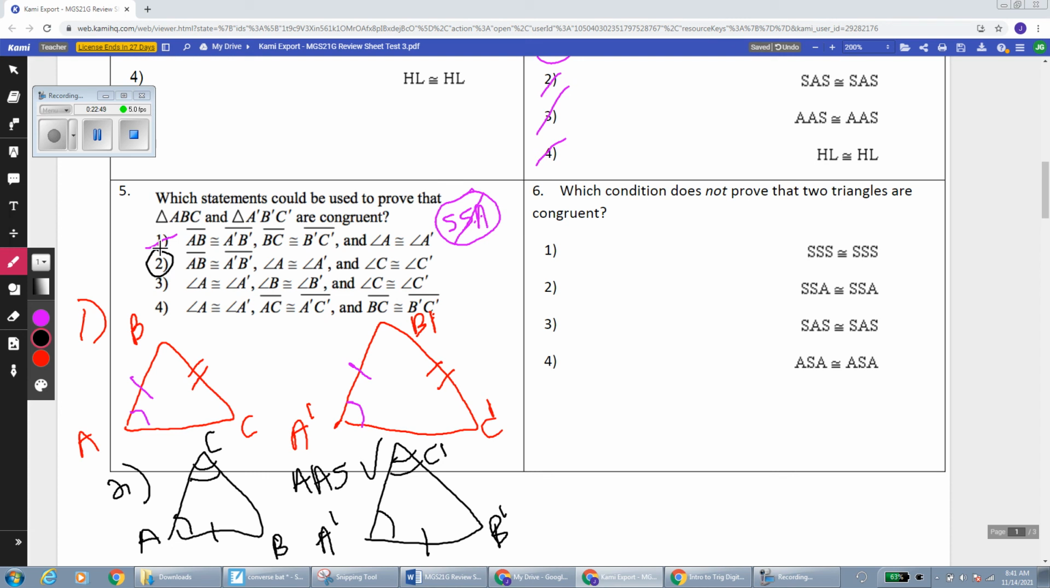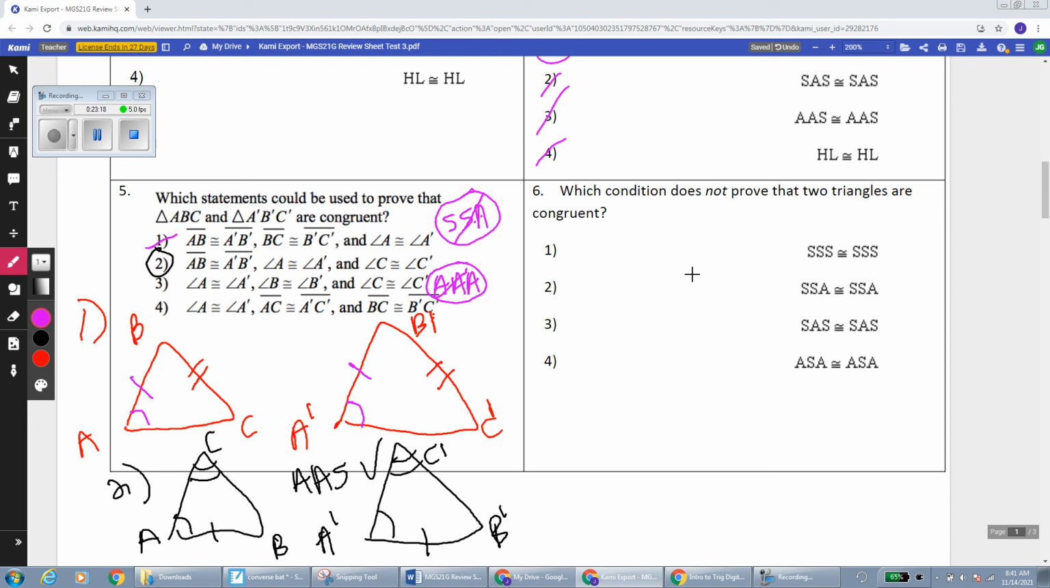If you look at choice number 3, there's only information about angles, not about any sides. So that would be AAA. And remember, we talked about why AAA is not a valid method for proving triangles congruent. It doesn't work in every single situation. And if you try out number 4, you'll have the information for SSA again, which is ASS, and that is not a valid method for proving triangles congruent.